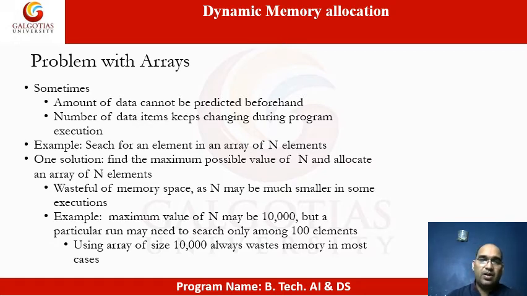So what can we do to save this space? We can do dynamic memory allocation. Now, what is the meaning of dynamic memory allocation? Dynamic memory allocation means when you run the program, then you know how many elements you are going to store in the array. So we do the memory allocation at that time instead of at compile time, right?